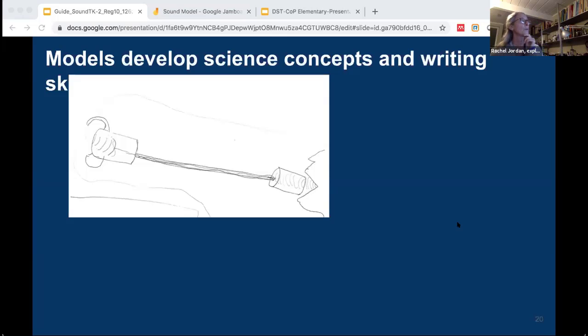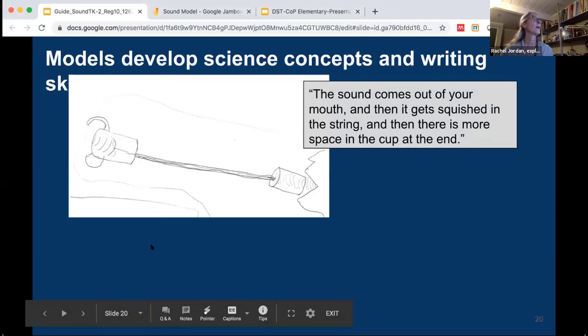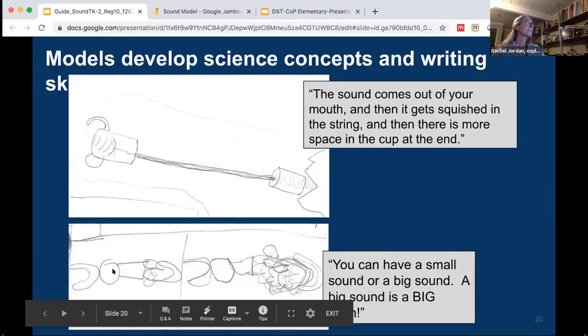And Kelsey, could you click on the text there? So this particular student is saying the sound comes out of your mouth, it gets squished in the string, and then there is more space in the cup at the end. And so that student sketched and said it. So a next step could be to try to get some of that writing on the page.